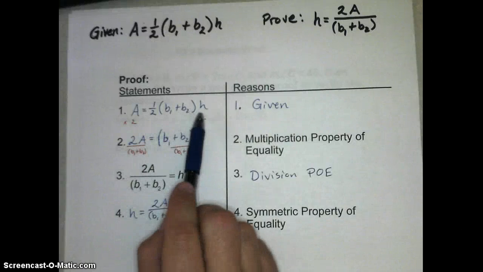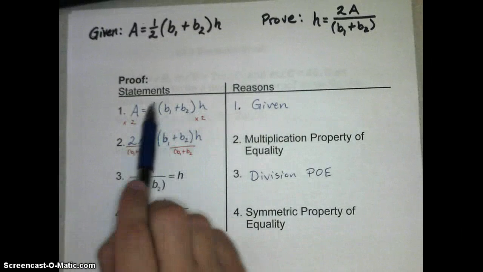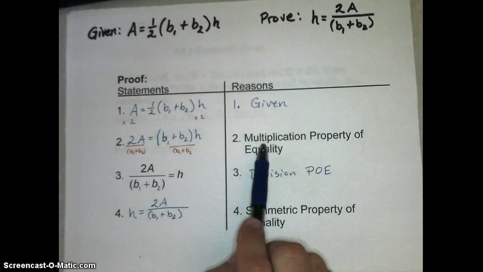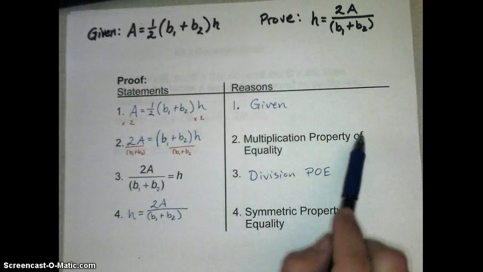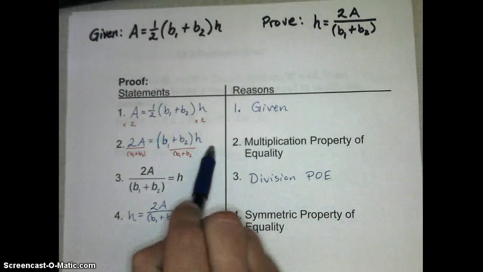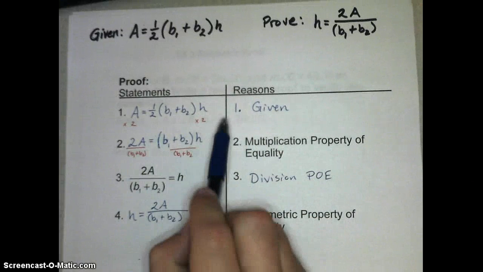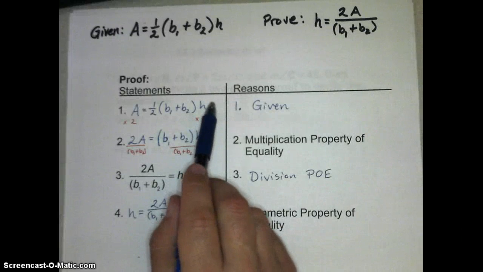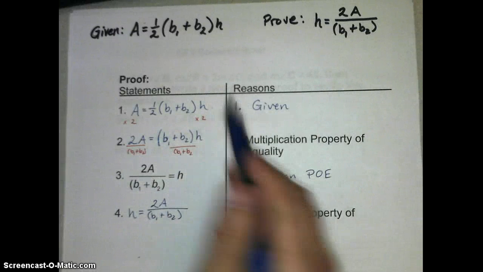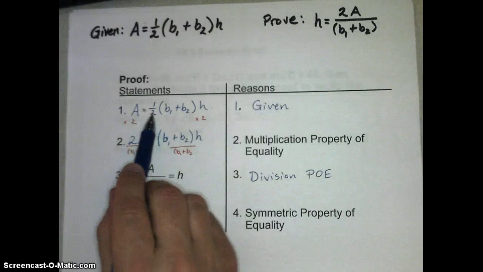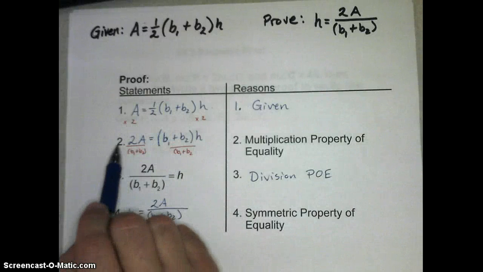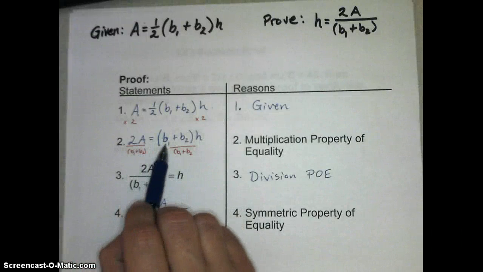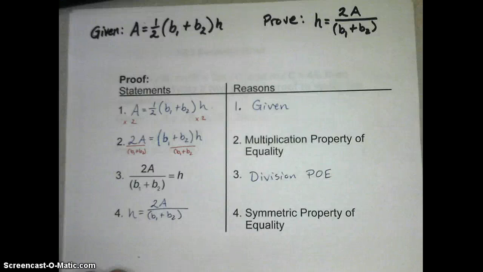And so the first thing we should do to get h by itself is get rid of this fraction. And I know that I have to do this first because the first reason they give me after given is multiplication property of equality. This tells me that what I get next is a result of multiplying both sides by the same thing. Well, if I multiply by h, that gives me h squared here, and that doesn't help. So what I need to do is multiply by something that cancels out 1/2, which is 2. So you multiply both sides by 2, and therefore we get 2a equals parentheses b1 plus b2 times h.